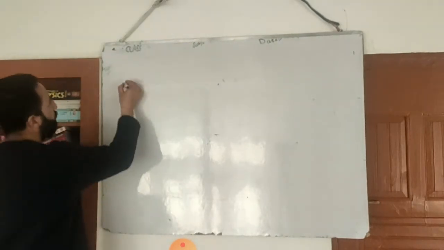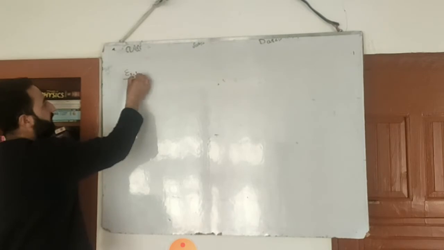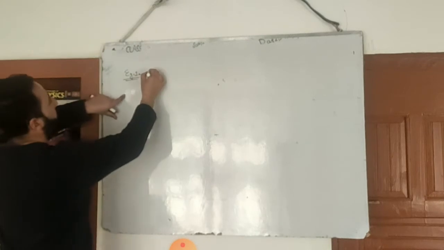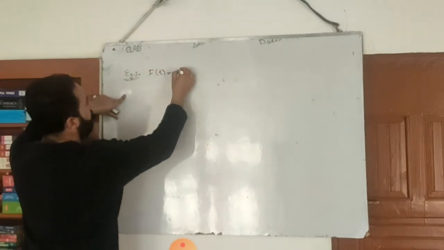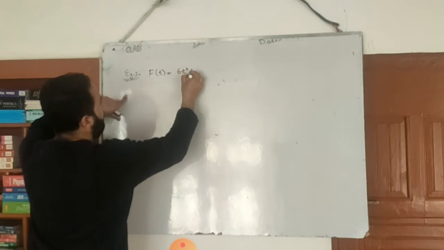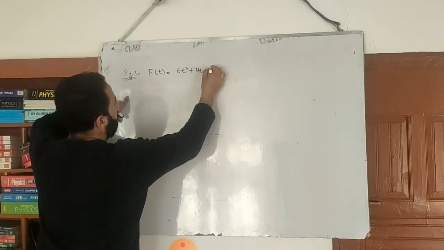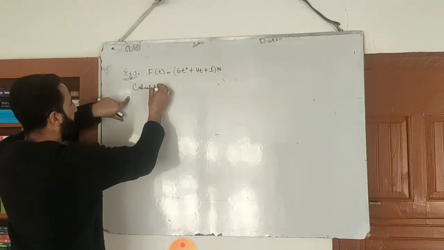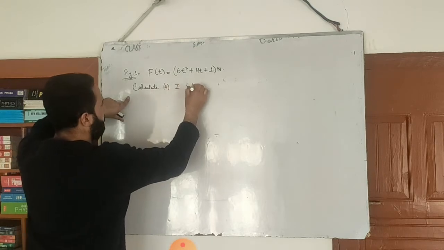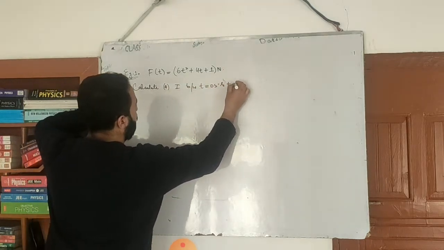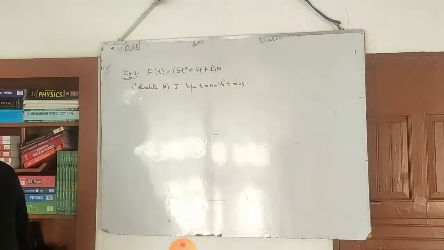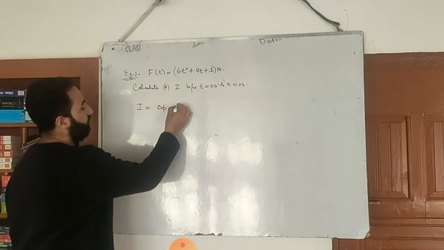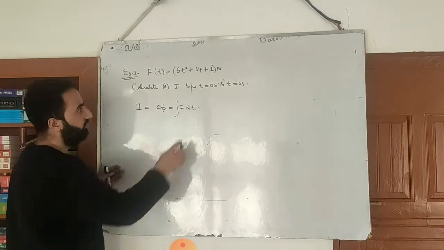Okay, let's do example number 1. For example, force is given as a function of time like this. Calculate the impulse between t equal to 0 seconds and t equal to 2 seconds. So simply I will use the equation that impulse is equal to delta P, and that's also equal to the integration of F dt. As simple as that. So substitute the value of F here.